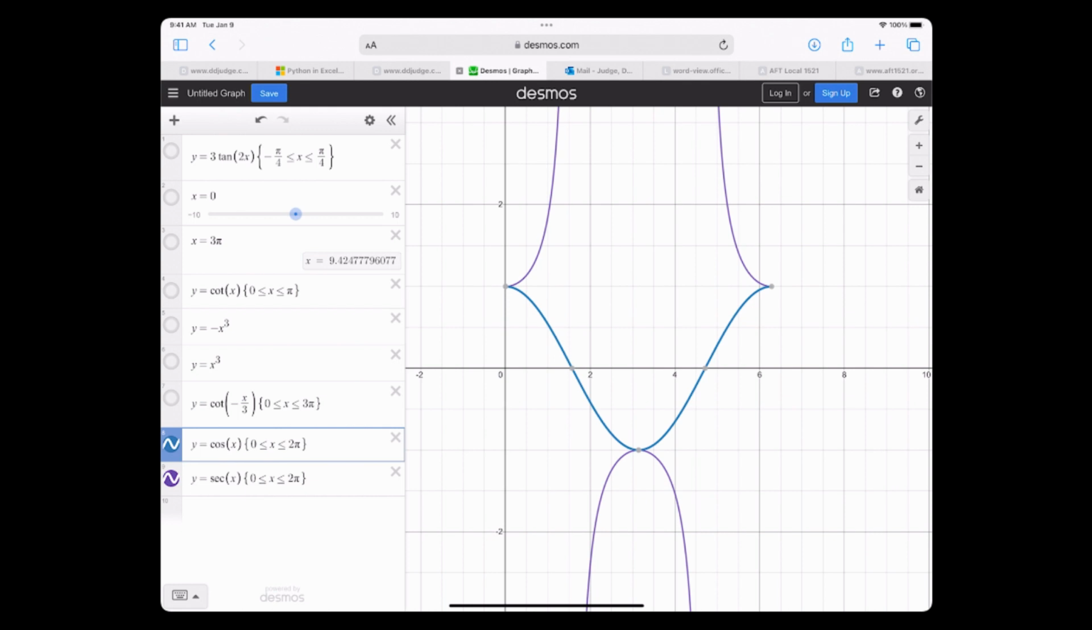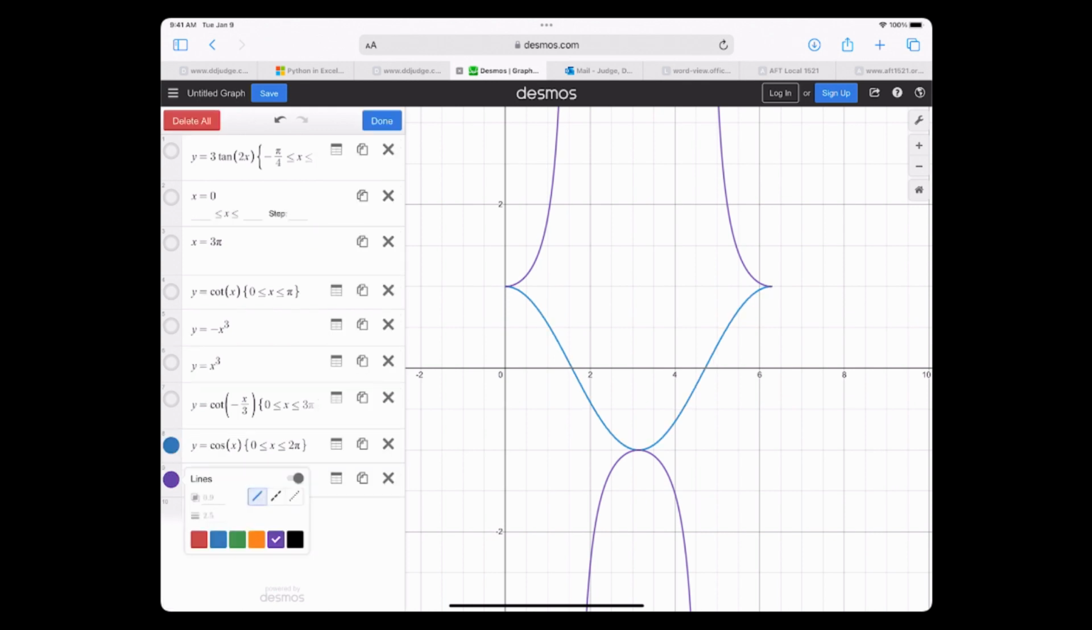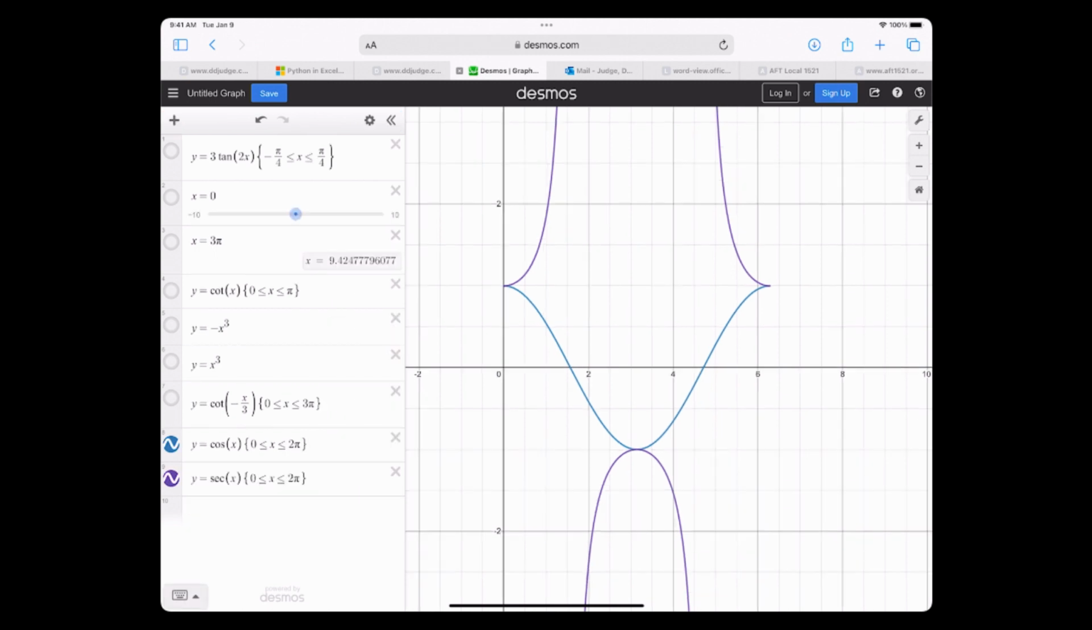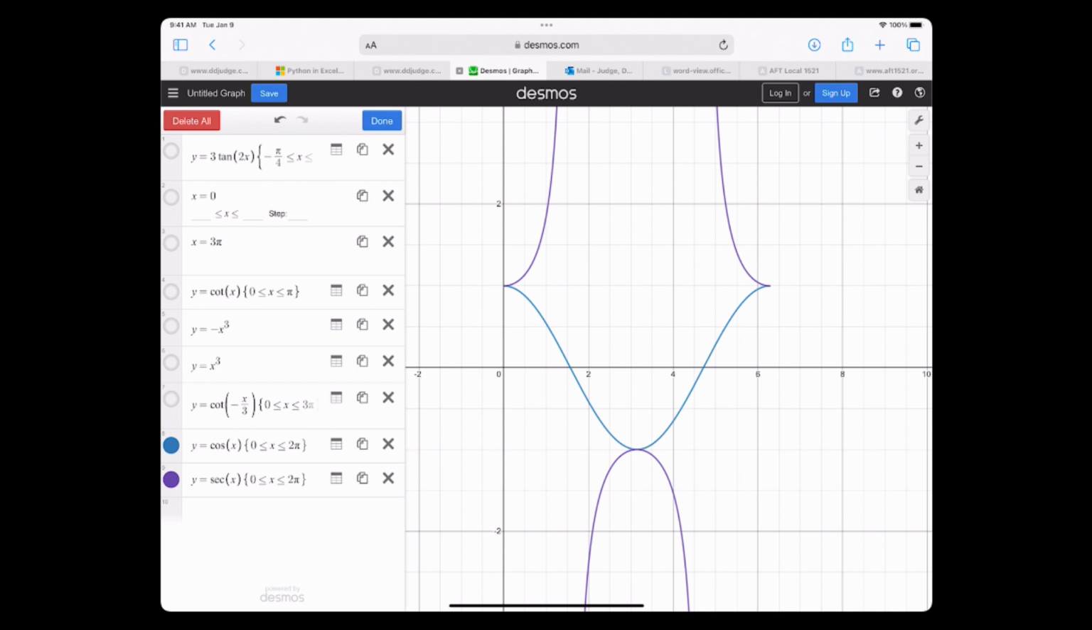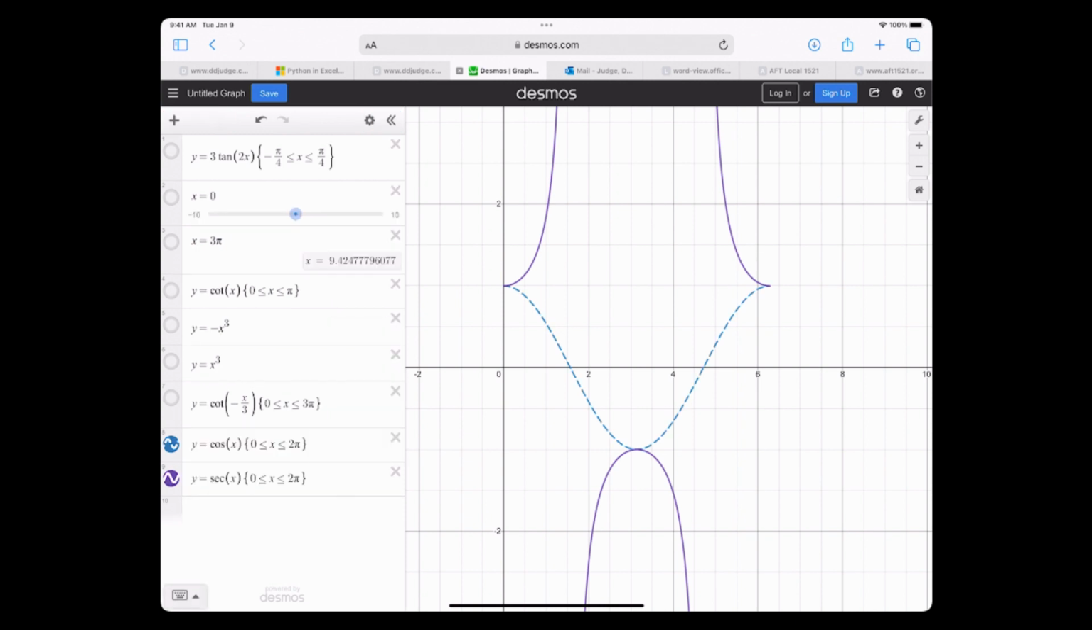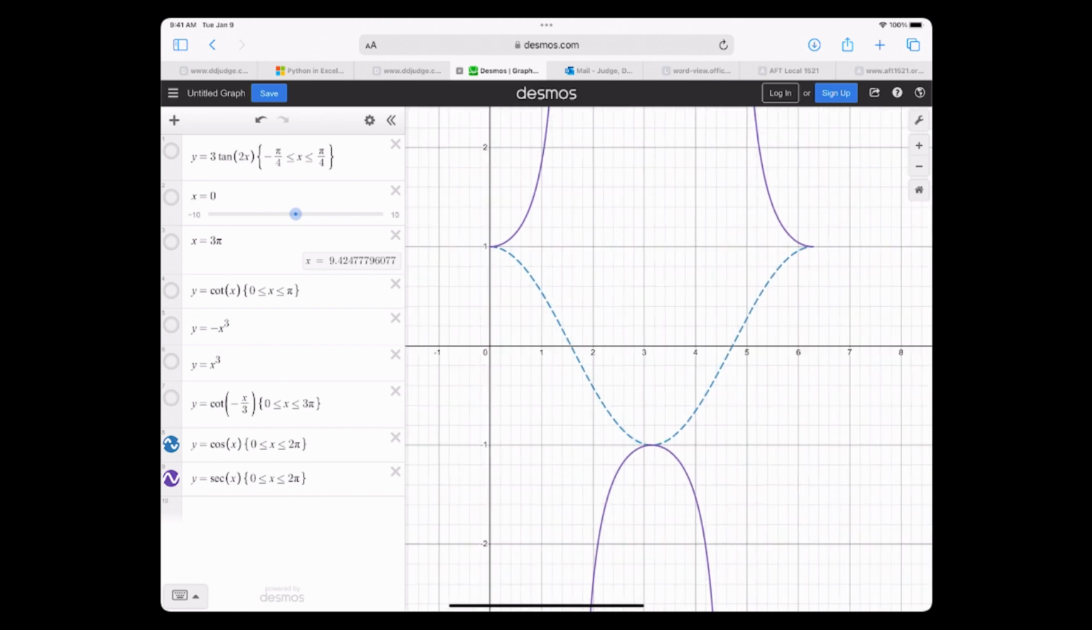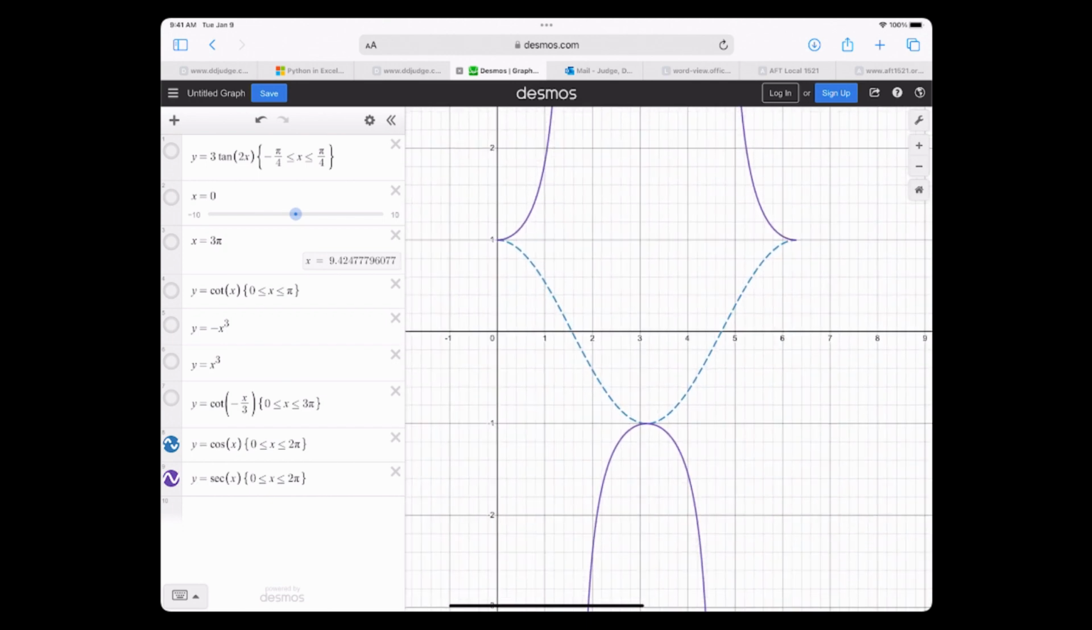And with this blue curve, let me change this. Let's put this in, it could be purple. Let's say here, this blue curve is dotted. So I'm going to dot the cosine curve, and I'll keep the secant curve. So in purple, you guys see the secant curve. And in blue is the cosine curve.